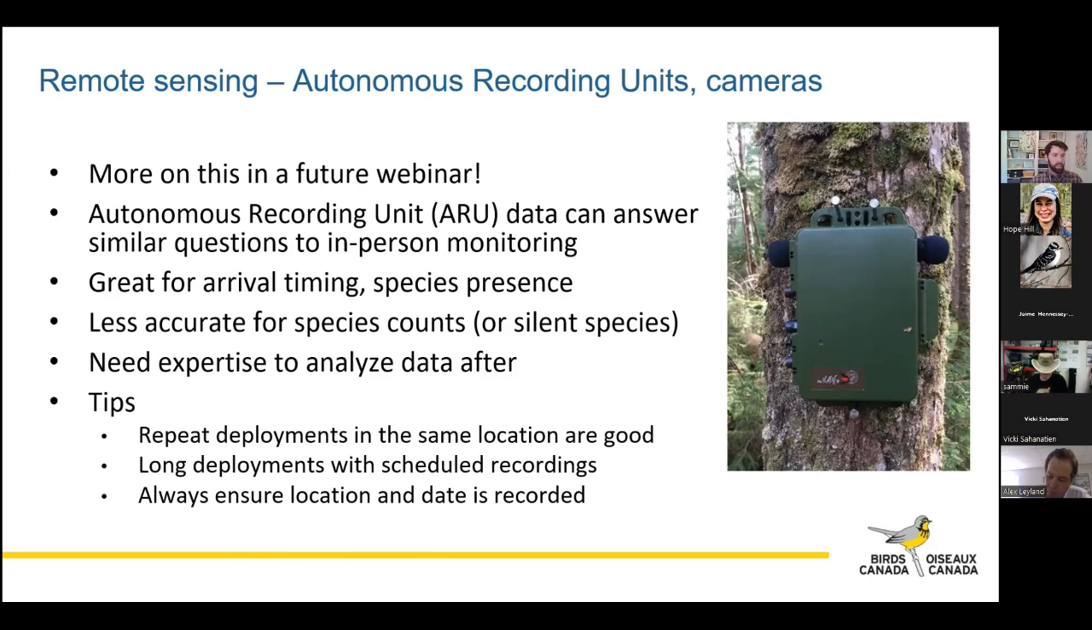And then the other piece is that putting out ARUs can collect a ton of data. And so it takes quite a bit of work after the fact to analyze this data, and so making sure there's plans for that. And we're hoping at Birds Canada to build some capacity or have some ways to support the analysis of this further, because it's a growing need as we talk to people using ARUs, that you can collect all this data, but to actually get the information you want back from it takes a lot of extra work.